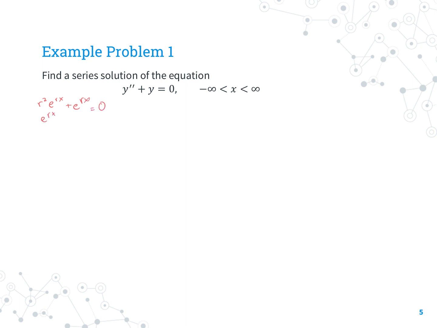When we factor out our e to the rx, we're left with r squared plus 1. e to the rx is never going to equal 0.